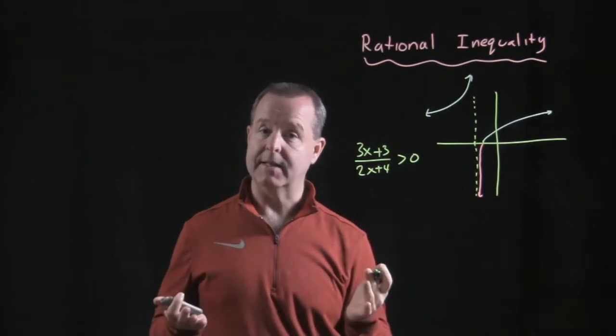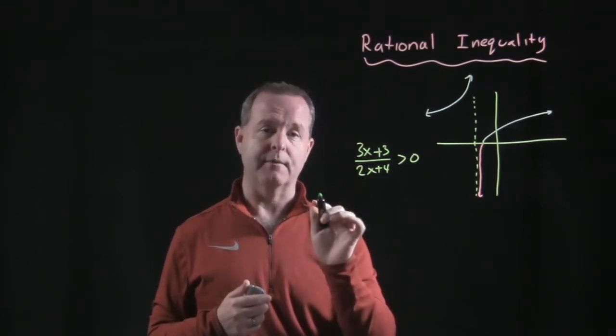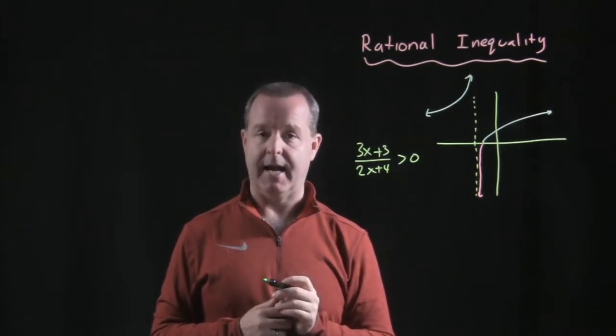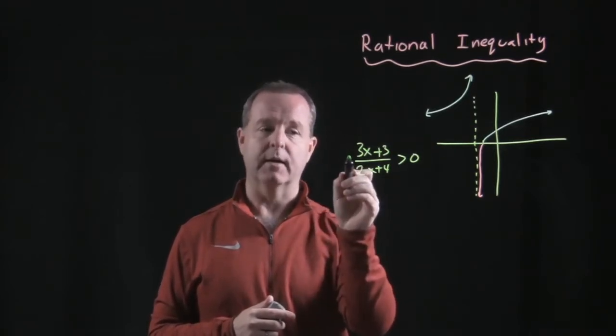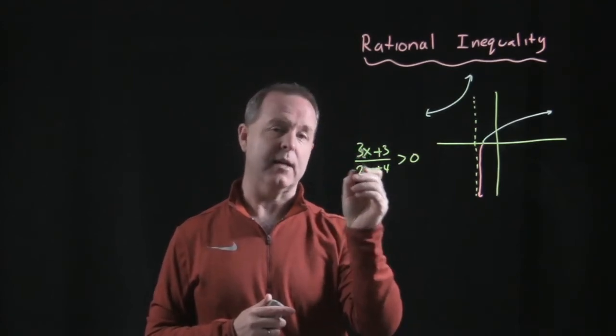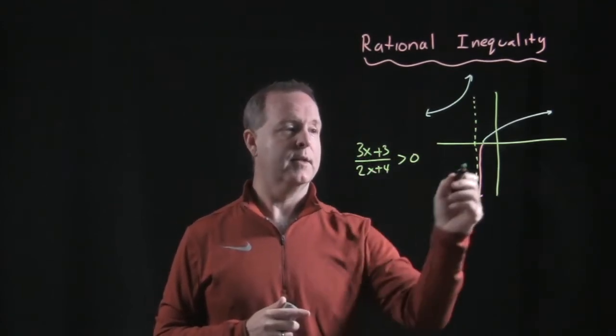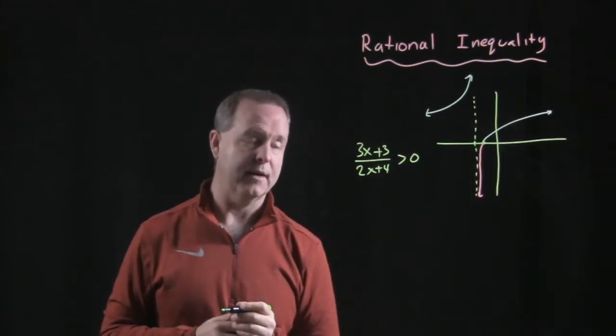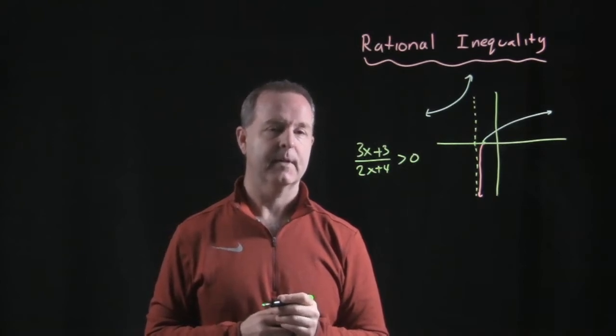A couple of things that we have the skills to notice on this particular graph. One, we've already learned how to determine where it crosses the x-axis, and that's determined by the numerator. Where does the numerator go to 0? Well, that's true if x equals -1. So I have a point right there at -1 where I know the graph intersects the x-axis.